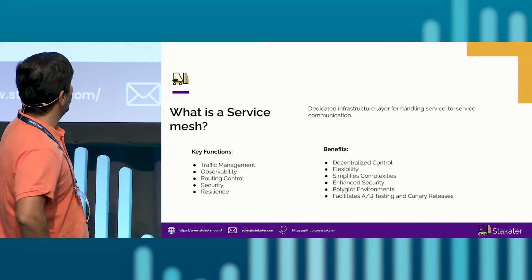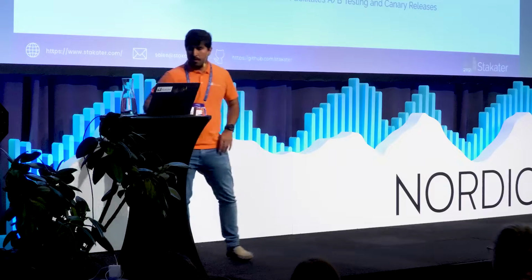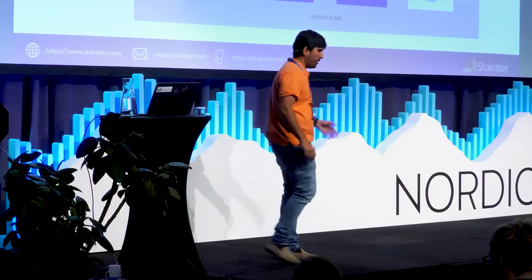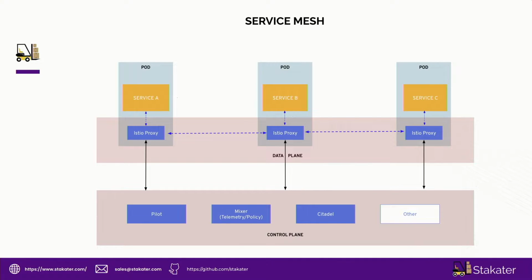We have lots of open source solutions available for service mesh. It's about service-to-service communication when you're running within a cluster, and you can span it across clusters as well. The benefits include enhanced security, decentralized control, flexibility, and so on. Here's a typical example of how it looks when you have a service mesh running. You have what we call a data plane and a control plane. When you're running any kind of service mesh solution, you have these two planes within your environment, be it any Kubernetes environment.